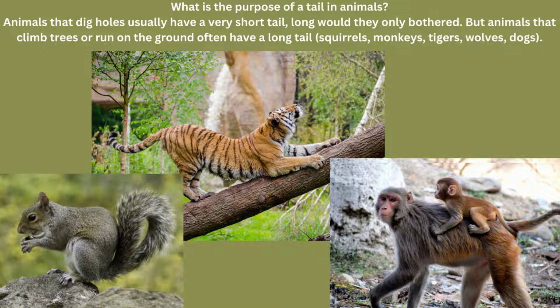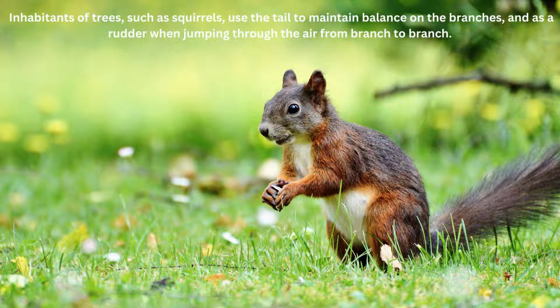Animals that dig holes usually have a very short tail, but animals that climb trees or run on the ground often have a long tail, such as squirrels, monkeys, tigers, wolves, dogs. Inhabitants of trees, such as squirrels, use the tail to maintain balance on the branches and as a rudder when jumping through the air from branch to branch.